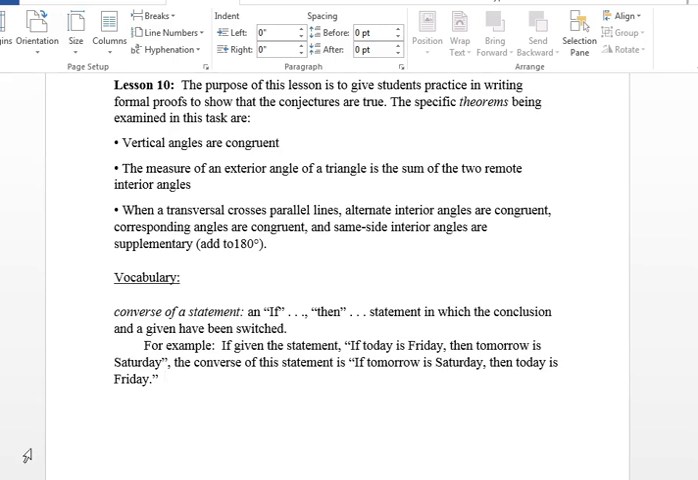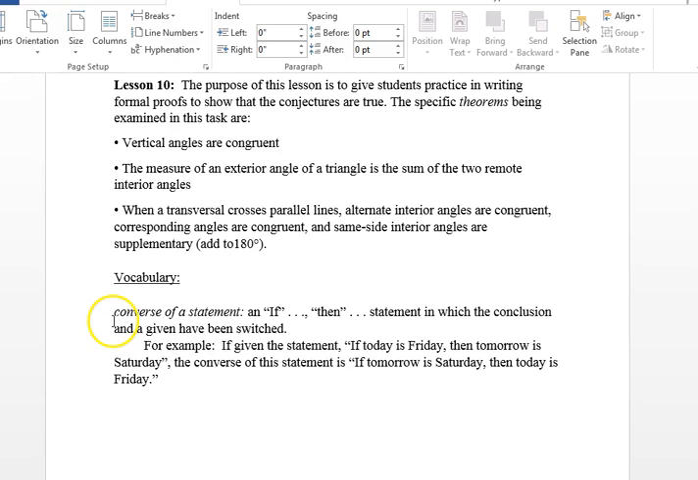The specific theorems being examined in this task are: vertical angles are congruent, the measure of an exterior angle of a triangle is the sum of the two remote interior angles. When a transversal crosses parallel lines, alternate interior angles are congruent, corresponding angles are congruent, and same-side interior angles are supplementary, or they add to 180 degrees.